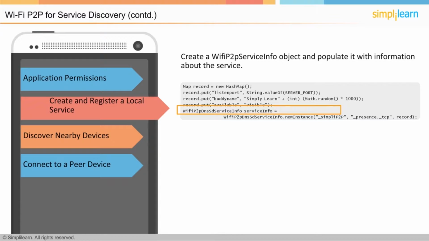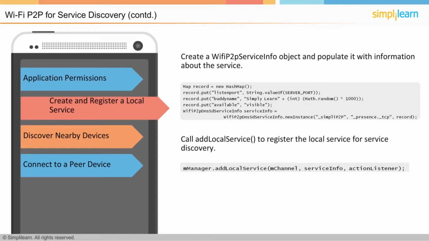Wi-Fi P2P DNS-SD service info represents Wi-Fi P2P or Wi-Fi Direct service info class, which is used to broadcast P2P services. The first parameter to new instance is the name of the service instance. In this case, it is _simplyP2P. The second parameter is a protocol name, transport layer. The last parameter is the hash map of key value pairs.